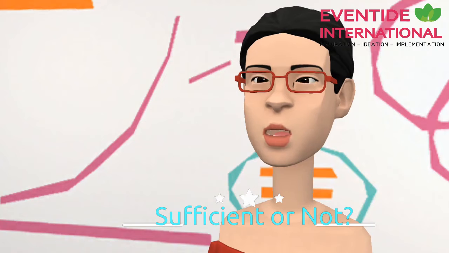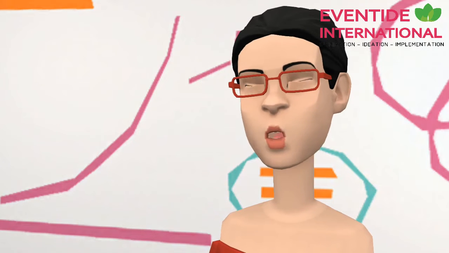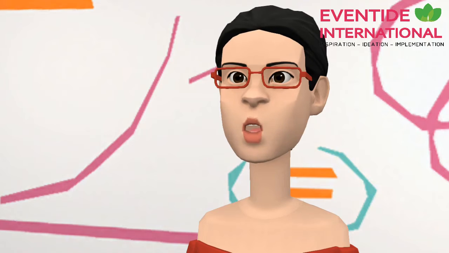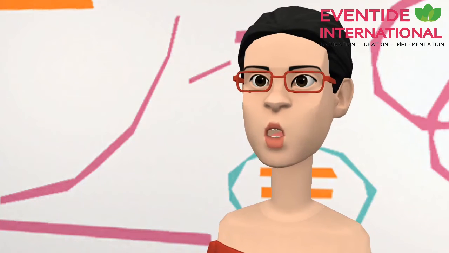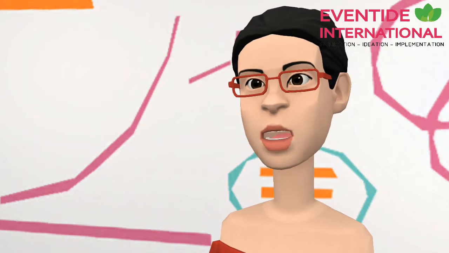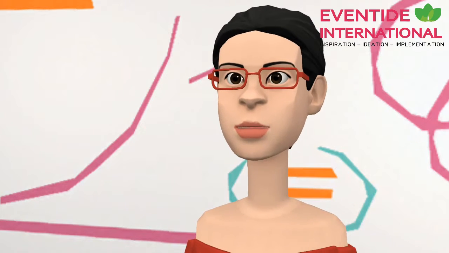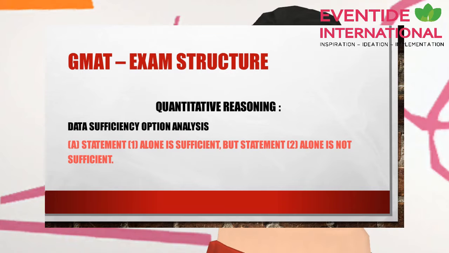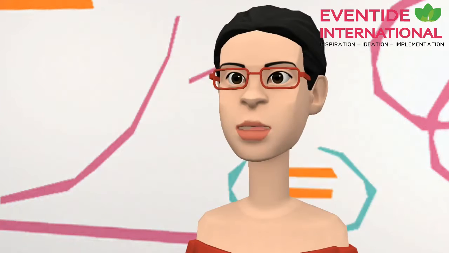Please note you are not expected to solve the question, but rather state whether the data provided is sufficient. Let us very quickly understand what are the different options that are provided in the GMAT data sufficiency question. The first option will always be that statement A is individually sufficient to answer the question, whereas statement B is not individually sufficient to answer the question.